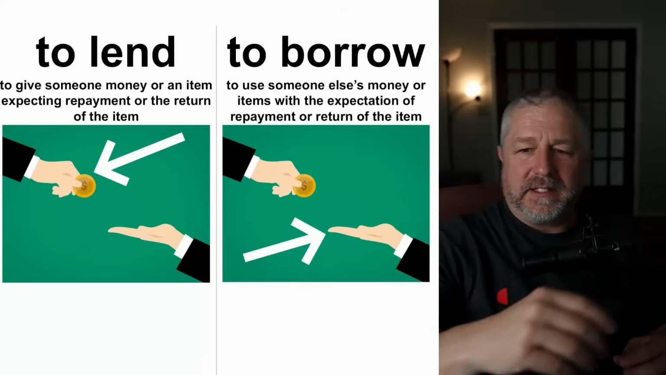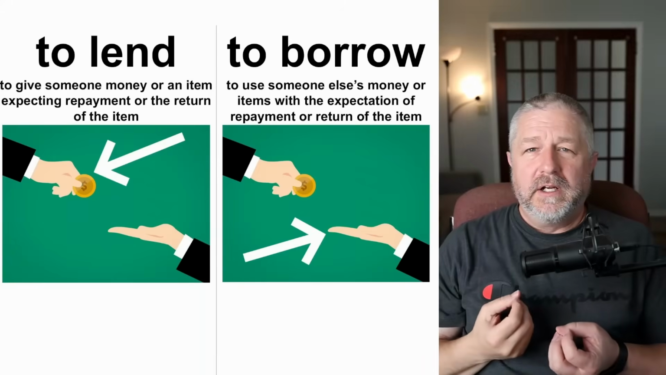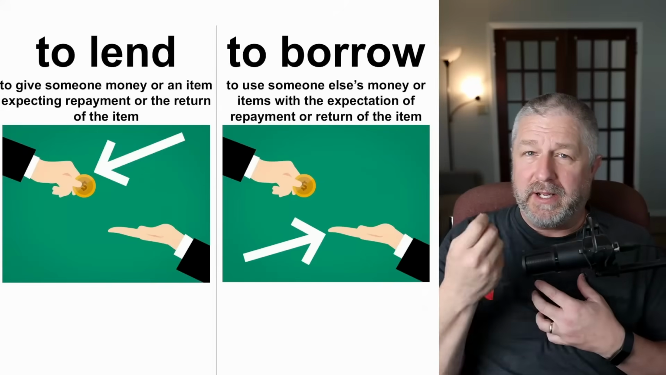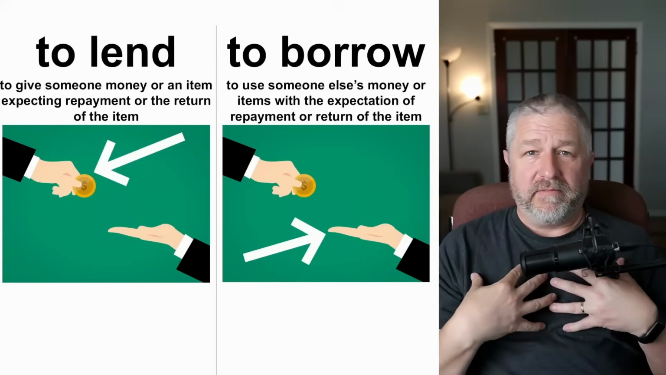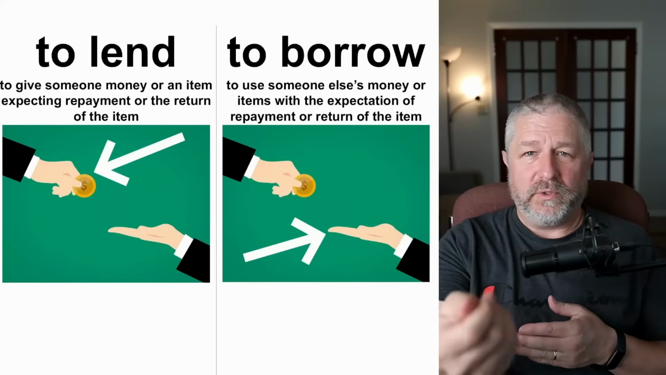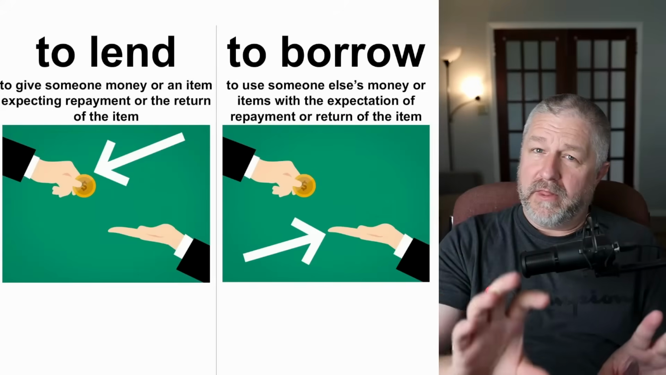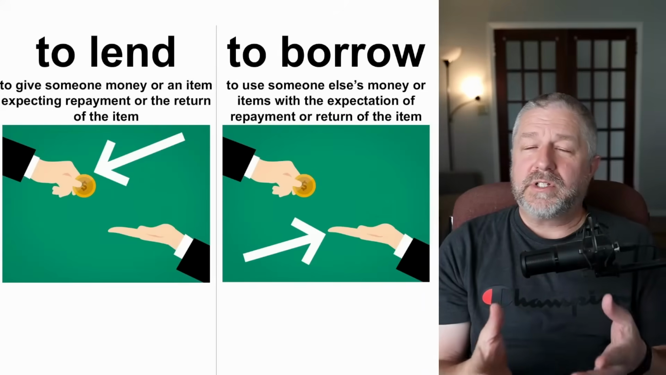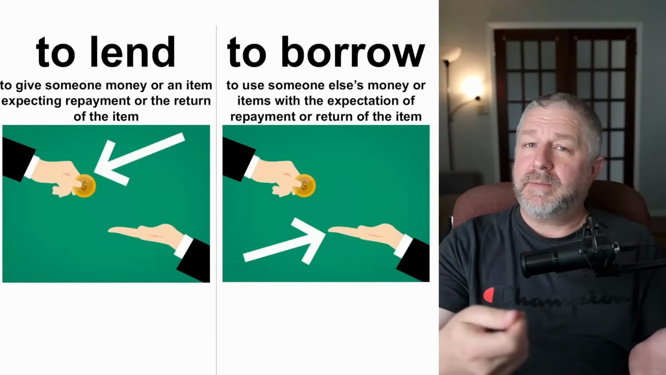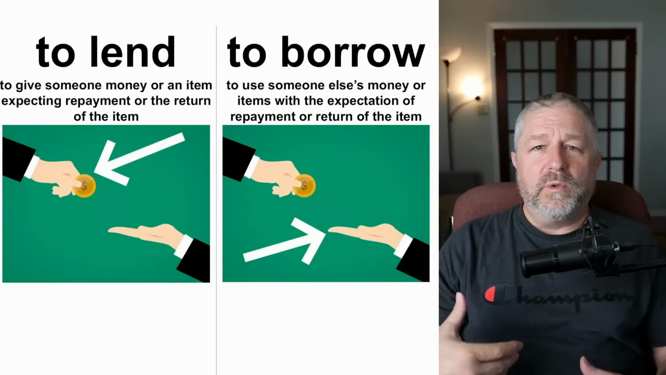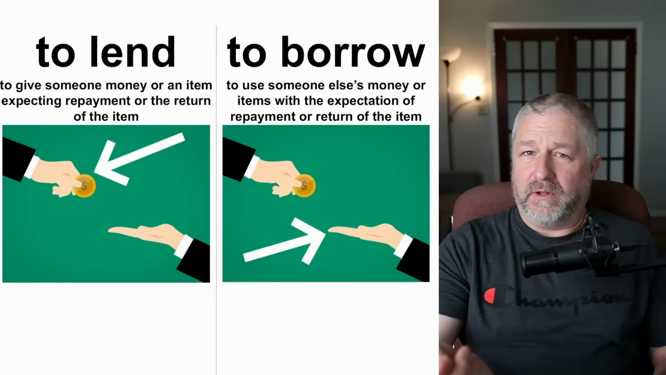So lending is something, the person who is giving something to someone else, that person is doing the lending. I have money, I'm going to lend it to you. Okay. To borrow is then what the other person is doing. It's to use someone else's money or items with the expectation of repayment or return of the item. So you might borrow $100 from me.